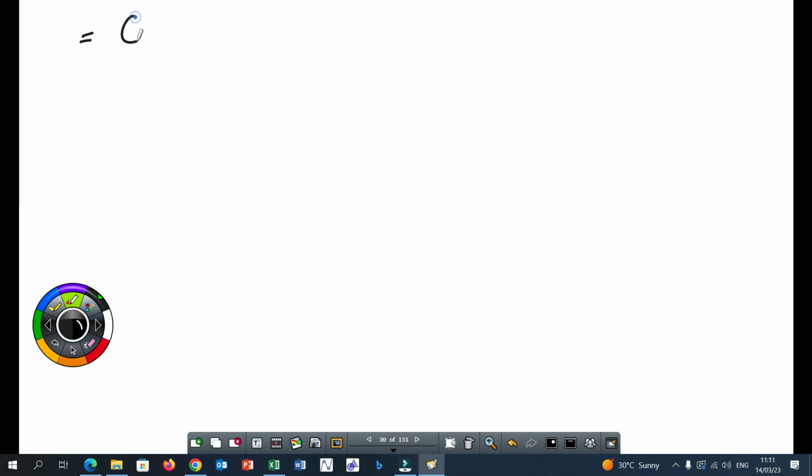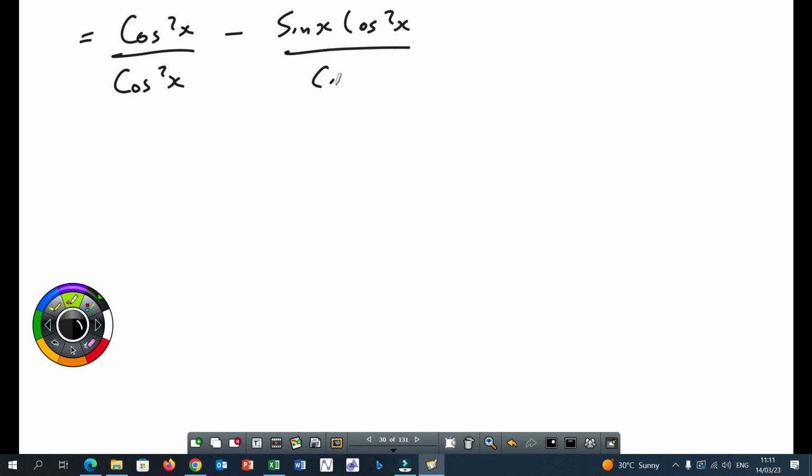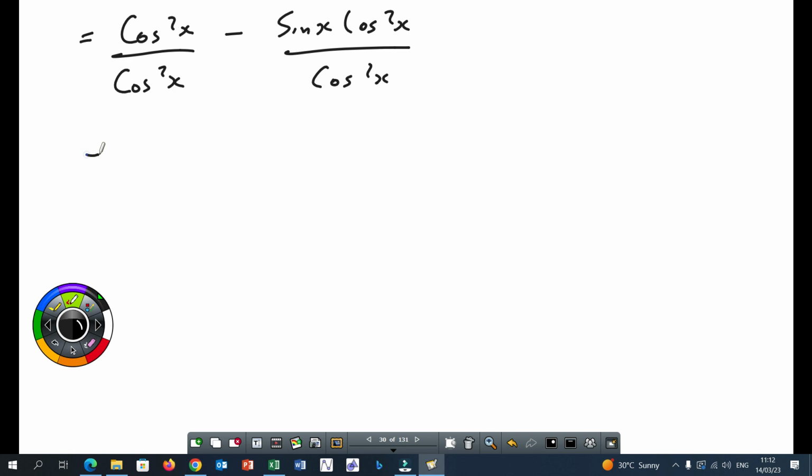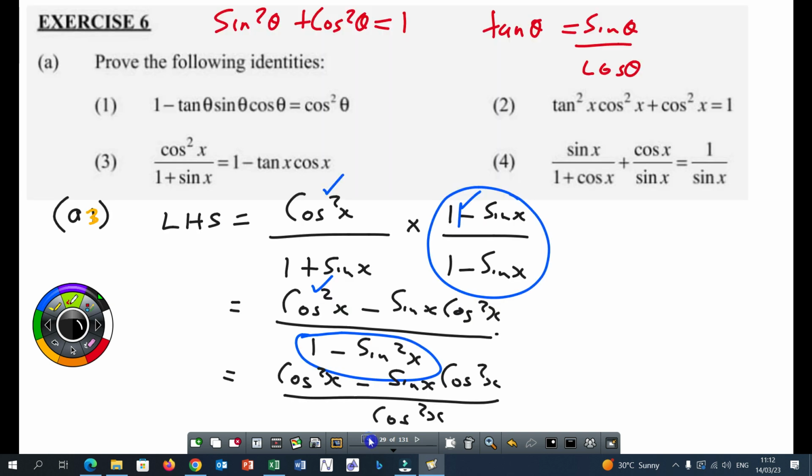Okay? So from here, you get cos squared x divided by cos squared x minus, I'm smiling already, sine x times cos squared x over cos squared x. Right? Now you might be wondering how is he gonna create tan? Well, it's very simple. Right? This is 1. So already I'm smiling because I've got this 1. I've got my minus, which is here.